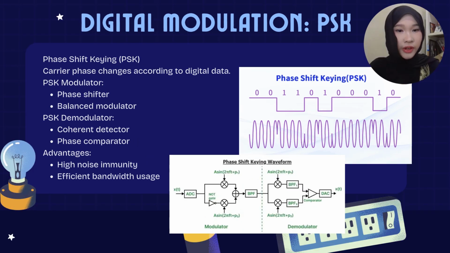This slide shows phase shift keying, or PSK. This is a digital modulation technique where the phase of the carrier signal changes according to the digital data. In PSK modulation, the amplitude and frequency remain constant. The modulator uses a phase shifter and balanced modulator. At the receiver, a coherent detector and phase comparator are used. PSK provides high noise immunity and efficient bandwidth usage.